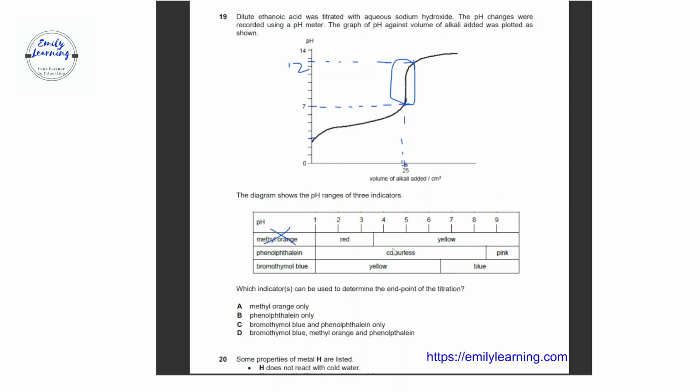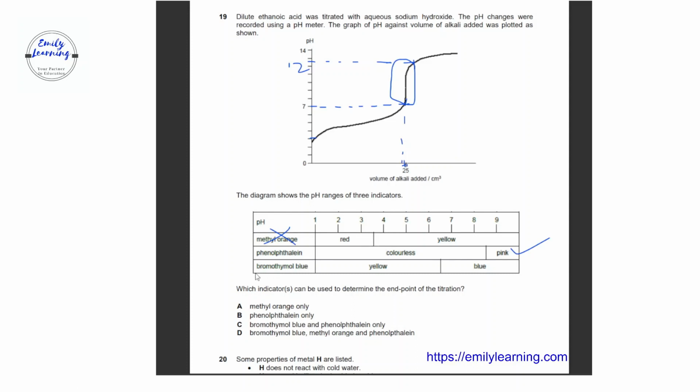Let's take a look at phenolphthalein. It changes color at around 8.5, which is around here. So it changes color when there is a sharp change in pH for the titration mixture. So yes, phenolphthalein can be used.